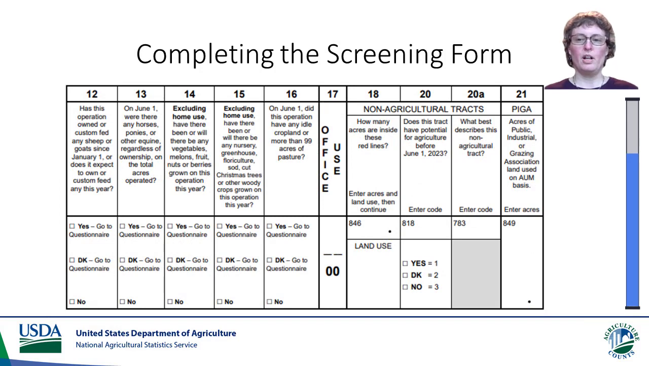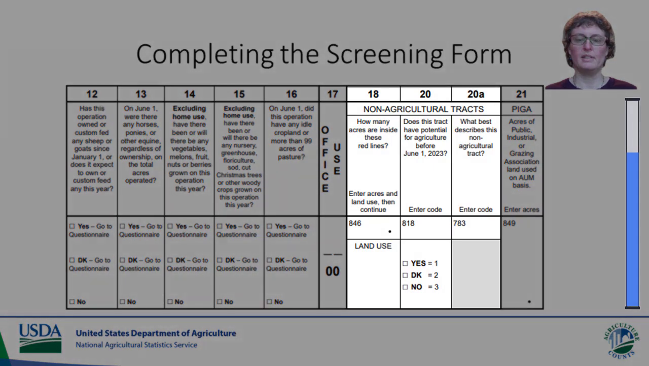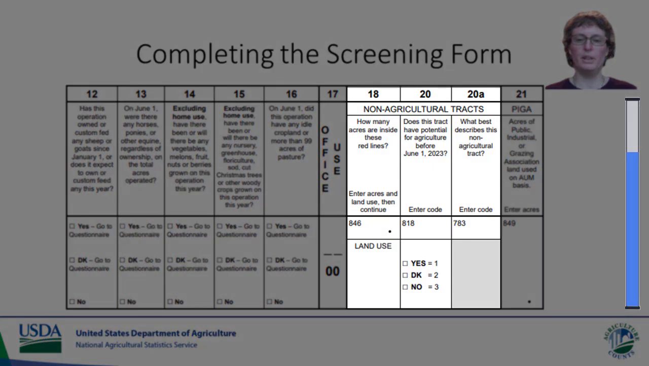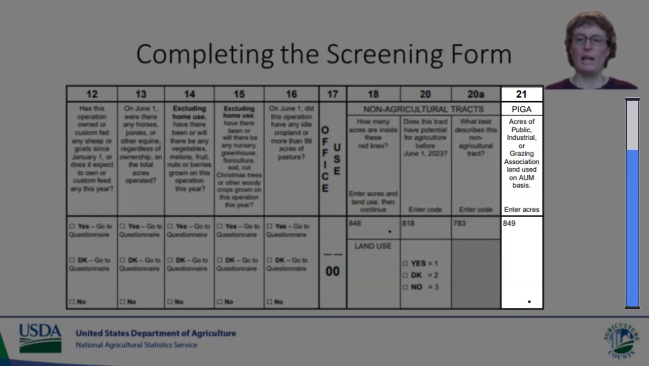If all questions in columns 8 through 16 are answered no, the tract is considered non-ag, and you will complete columns 18 through 20A. These non-ag tracts can be completed during pre-screening. Again, only some regions will have column 21 listed on the screening form, and this is only completed if column 7 was answered yes. These PIGA tracts can be completed during pre-screening as well.